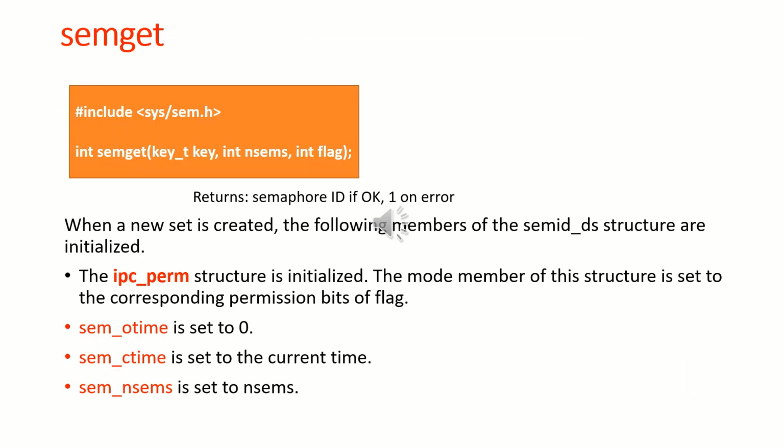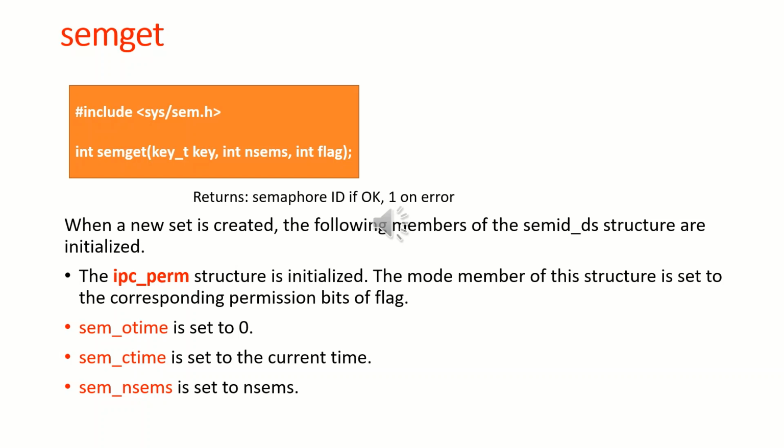In this slide we discuss the functions of semaphores. The first function to call is semget to obtain a semaphore's ID. For that we are using the semget function. This contains the #include <sys/sem.h> header file. This function returns an integer value and contains the parameters key, int nsems, and int flags. This function returns the ID if it is okay, and returns -1 if any error occurs.